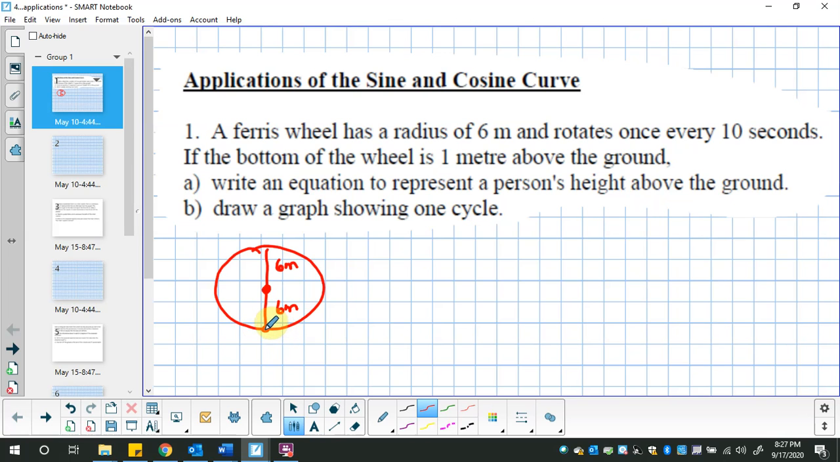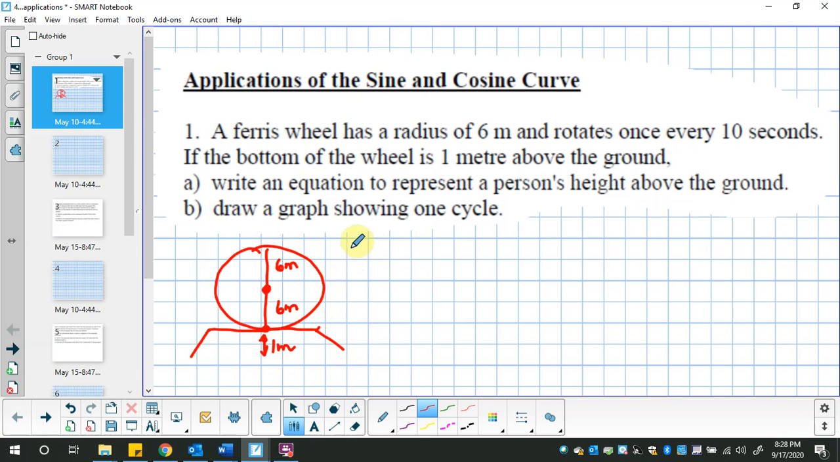That means maybe there's a little platform here, so that people can step onto the Ferris wheel, but not to scale. This is my terrible picture. This distance here is 1 meter. Now you don't have to be as detailed as me. Maybe all you want to do is 6 here, 1 there, and forget the platform. Either way, that is a picture that I'm going to refer to.